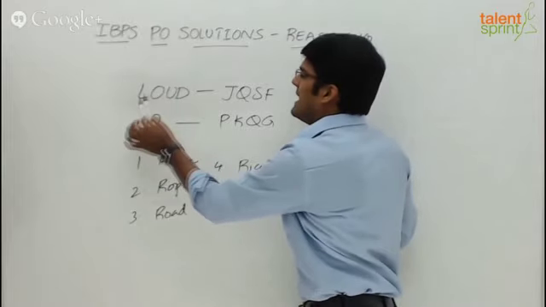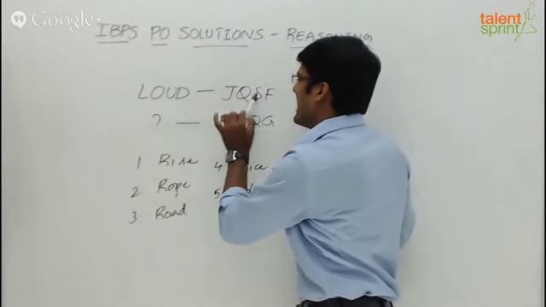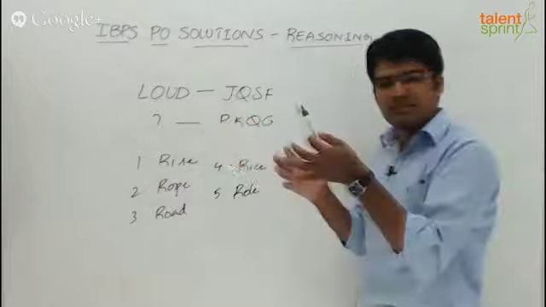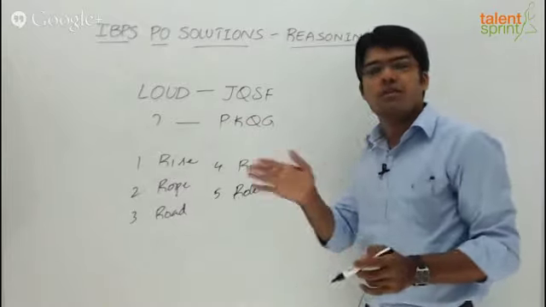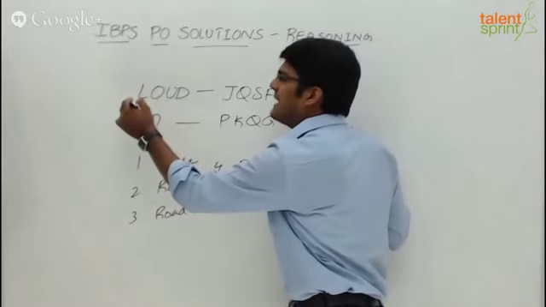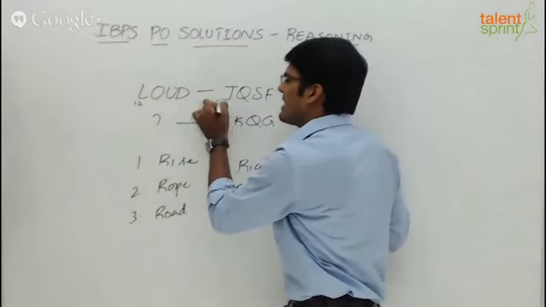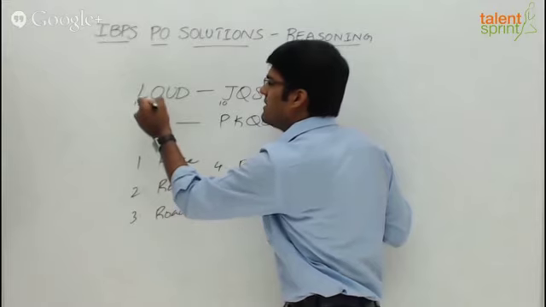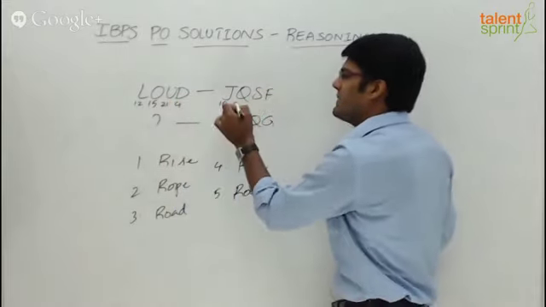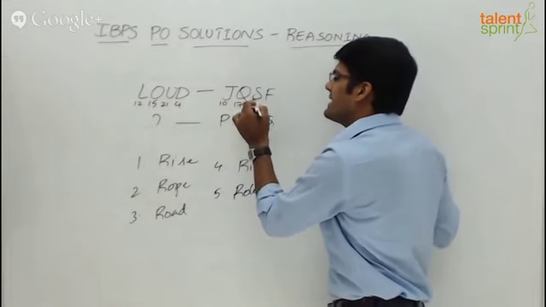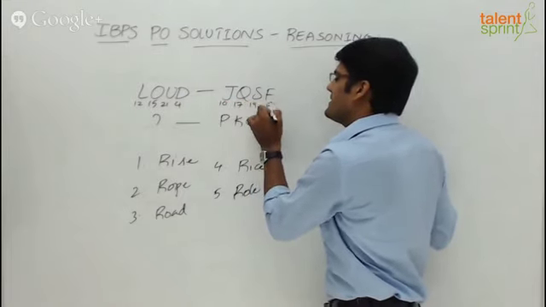If you look at L, J, O, Q, U, S, D, F, these sound close to each other. So maybe there's certain logic based on the shifting of their position. What is L? L is 12, J is 10. Or let's write all the positions. O is 15, and U is 21, and D is 4. What about JQSF? 10 and 17. S is 19. F is 6.